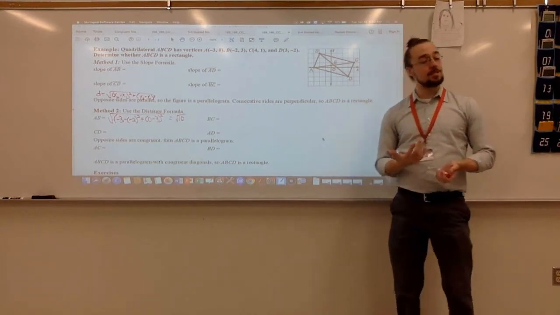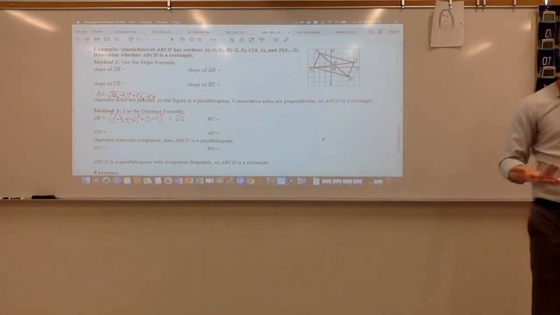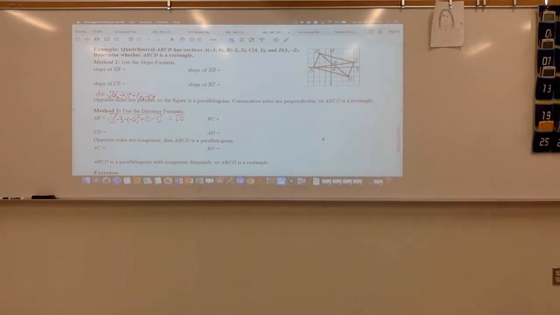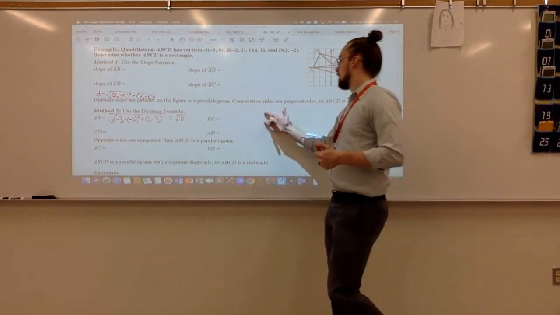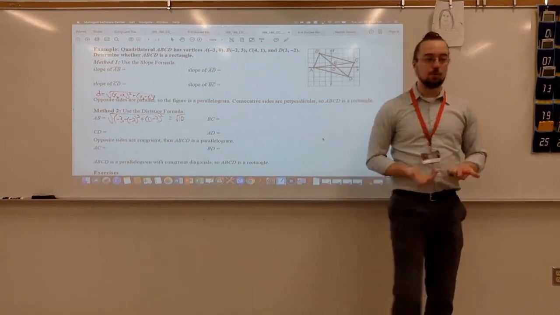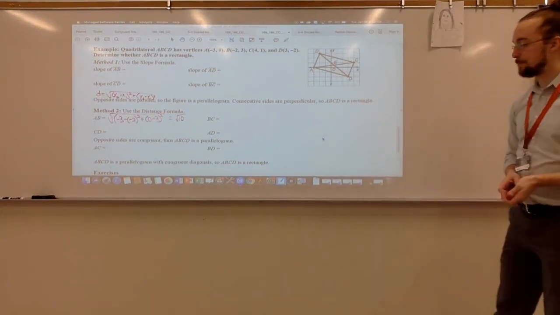Alright, so let's take a minute here and find the lengths of all these sides. Prove that this is first a parallelogram, and then go one step further and prove it's a rectangle.